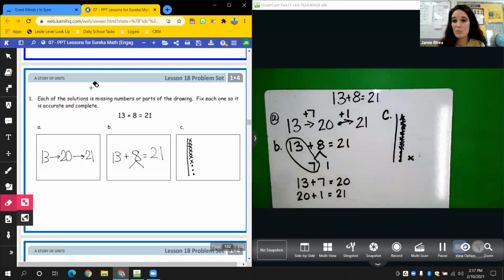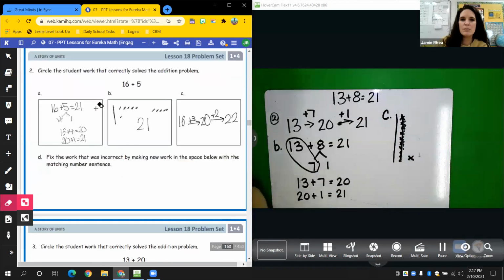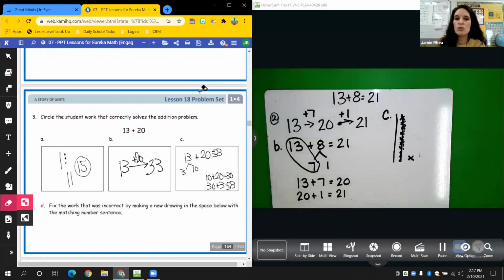Now guys, I just did number 1 with you. So let's look at number 2. Circle the student's work that correctly solves the addition problem, 16 plus 5. So you're going to look at A, B, and C, and you're going to circle the ones that are correct. There might be more than one, there might only be one. Number 3, circle the student work that correctly solves the addition problem, 13 plus 20. Same thing. Find the one that's correct and circle it.